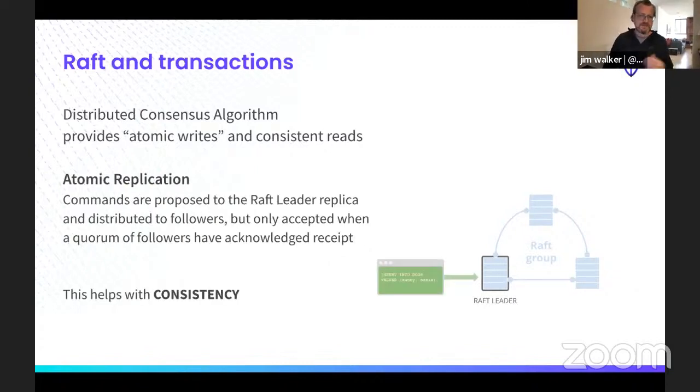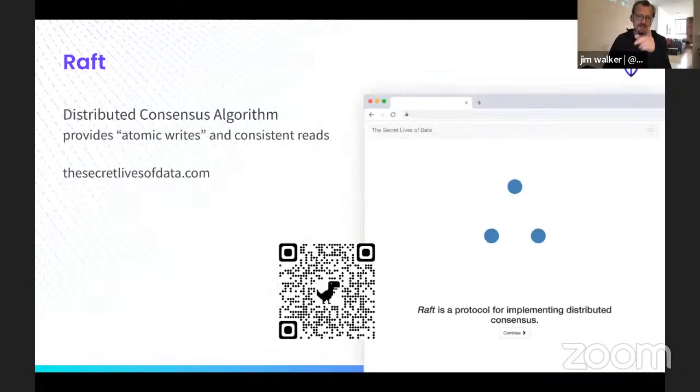But like I said, once we commit, the Raft leader makes sure the followers are in order and we can actually commit a record. Raft is allowing us to distribute this data across various different places. Again, the Secret Lives of Data dot com. So you go check this out.